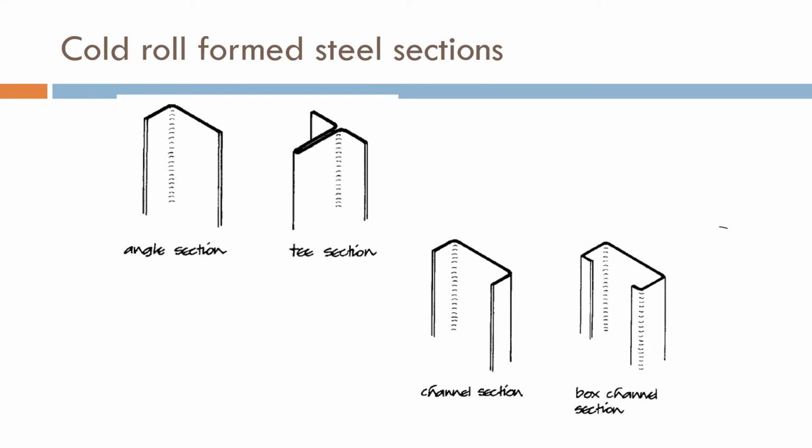Now there are cold roll formed steel sections. This is an angle section. As you can see, this has been made by turning the member. This is a T section which has been made by turning this thing like this. These are not separate members, but it has been made out of one single member by turning and folding it. This is a C section or a channel section, and this is a box channel section.